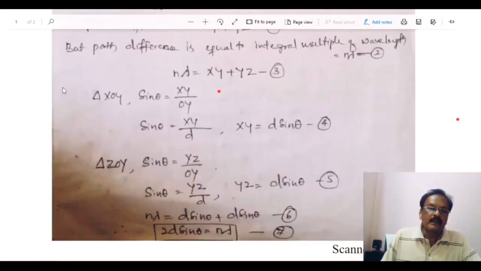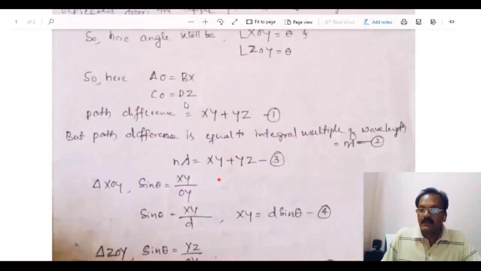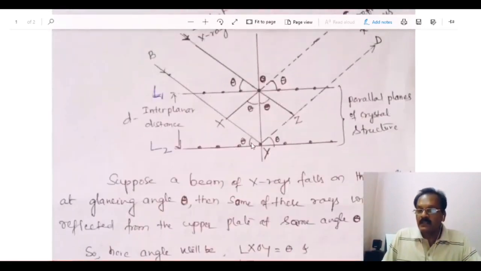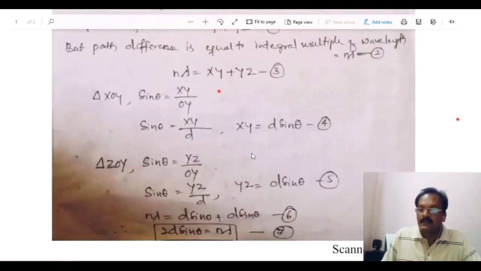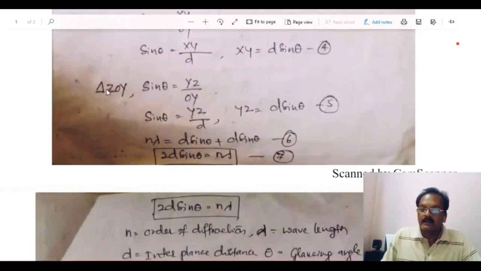Using the triangle XOY, we have sin theta equal to opposite by hypotenuse. That means sin theta is equal to XY, the opposite side, over the hypotenuse OY. So XY divided by OY is sin theta, and as I told you, OY is taken as d. So sin theta is equal to XY upon d, or XY is equal to d sin theta. Similarly, considering triangle ZOY, sin theta is YZ upon OY, and sin theta is equal to YZ upon d, then YZ is equal to d sin theta.